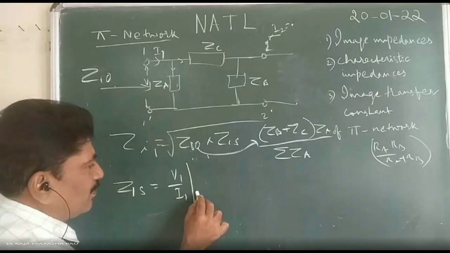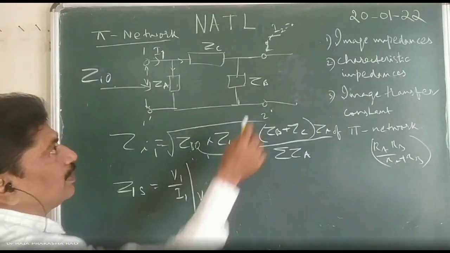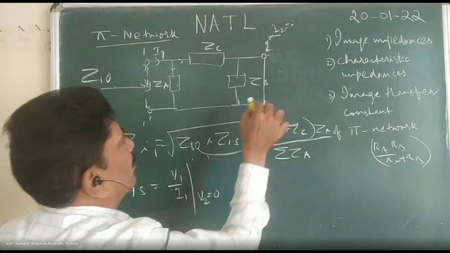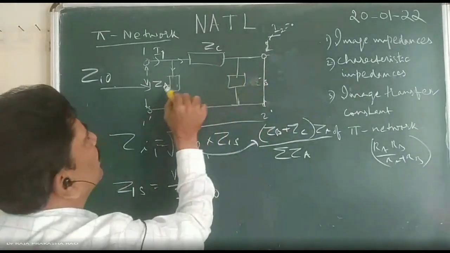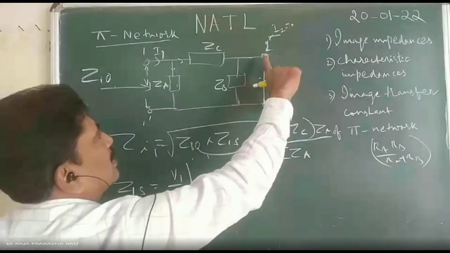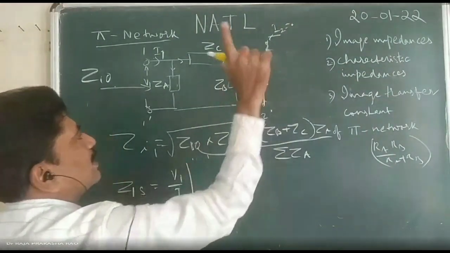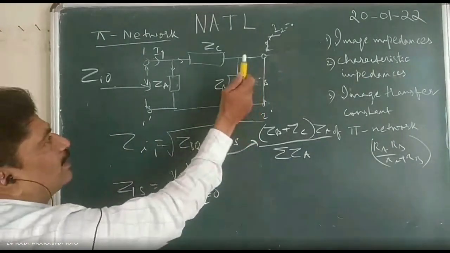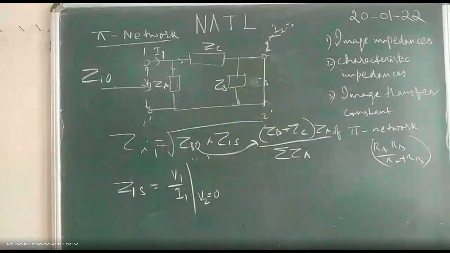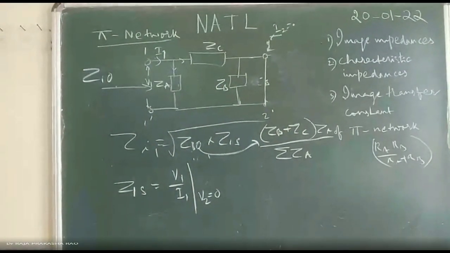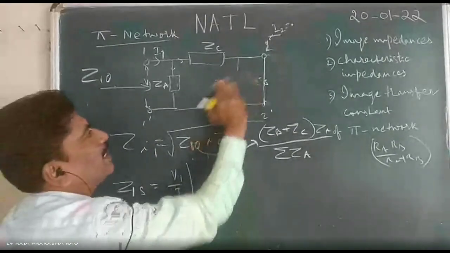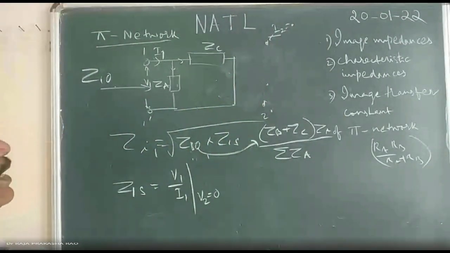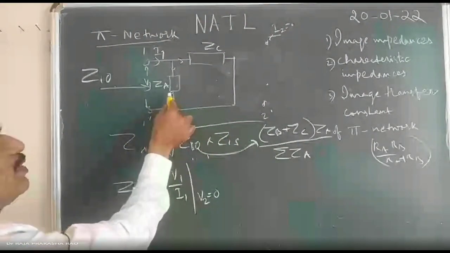When the second port is shorted, that is V2 equal to 0. Now, short this. When V2 is shorted, this ZB will become 0. This is a short circuit, 0 impedance, 0 into anything is 0. So this circuit will be reduced. When it is shorted, the ZB will be set to 0. So I am removing these and reducing the network like this. The two port will have only ZA and ZC now.